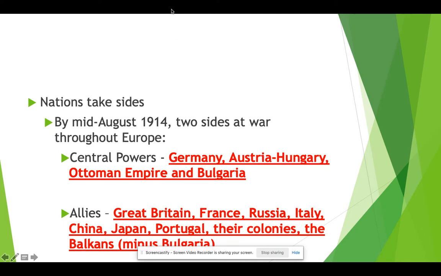We know that by mid-August 1914 we have two camps in this war. You're either part of the Central Powers or you're going to be an ally. We do have some neutral countries who are not going to get involved, but we're going to focus on our Central Powers and our allies. Our Central Powers, we know, is made up of Germany, Austria-Hungary, the Ottoman Empire, and Bulgaria. The Allies will have Great Britain, France, Russia. Note that Italy has switched sides. China, Japan, Portugal. All the countries are going to bring their colonies into the mix. And then we are also going to have the rest of the countries that make up the Balkan region.